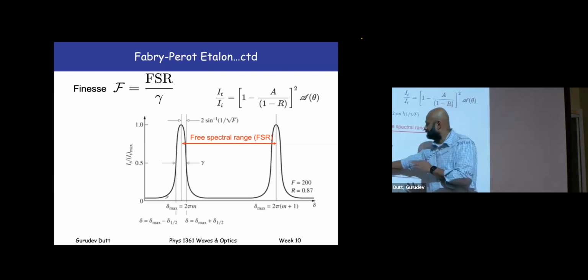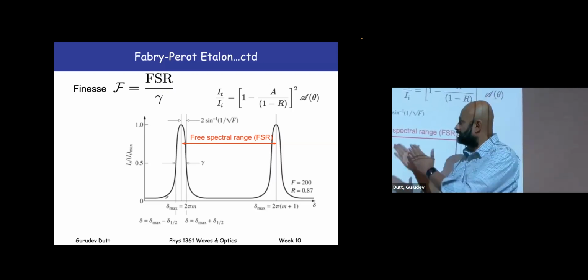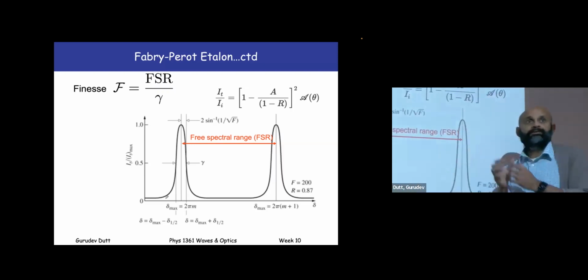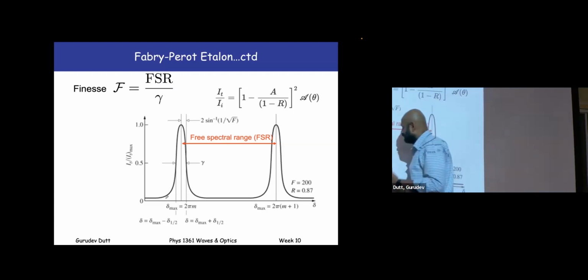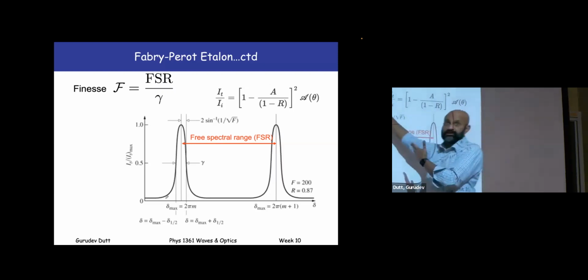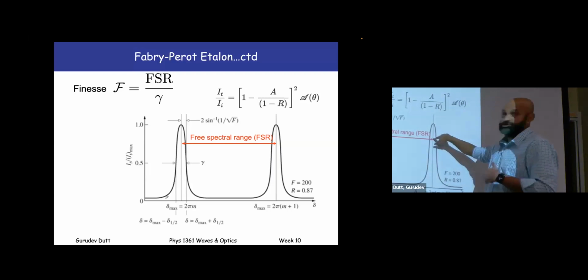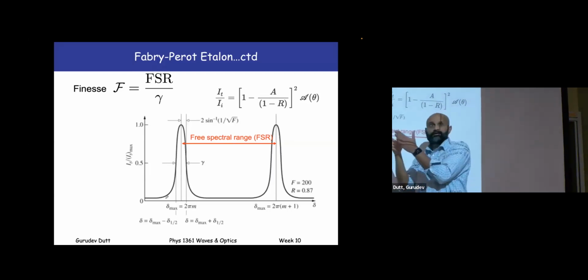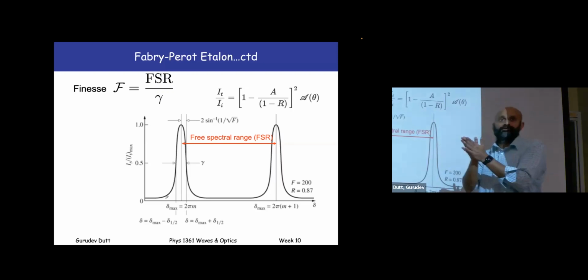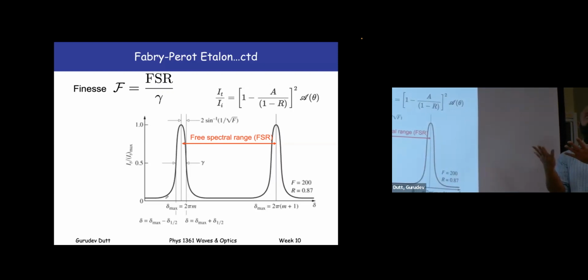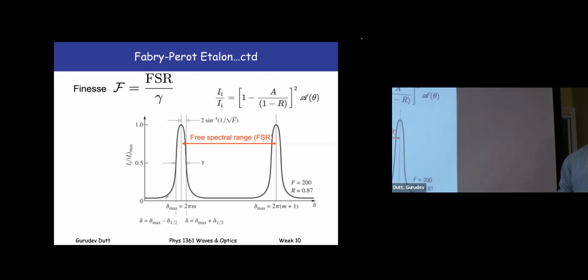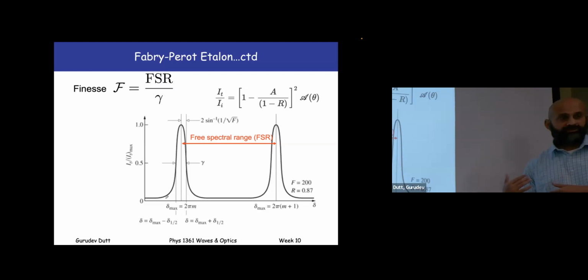If I had only one wavelength, this would be the width of the peak. With two wavelengths, I'll have a small gap in between, and they'll become resolvable as soon as that gap is greater than the width of this peak. What is the width of this peak given by? It's given by the finesse. The finesse of the echelon is the separation between the peaks, which is called the free spectral range, divided by the width of the peak. So it tells you how narrow these peaks are. Usually the free spectral range is just fixed by the spacing of the mirrors, but the finesse is given by the free spectral range divided by gamma, the frequency width.